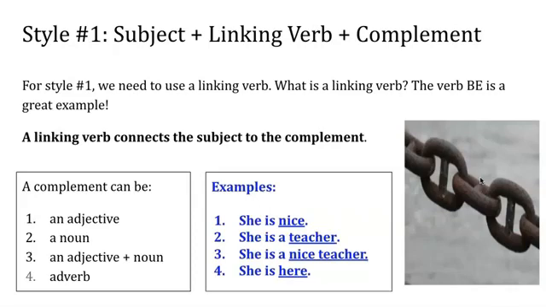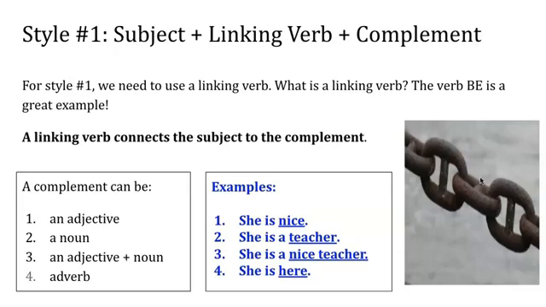Number 2, she is a teacher. Here, teacher is a noun. Teacher is explaining, giving more information about the subject she. Number 3, she is a nice teacher. Here we have an adjective and a noun to explain more information about the subject she. Or the last one, the adverb: she is here. So you can see the underlined words are the complements.